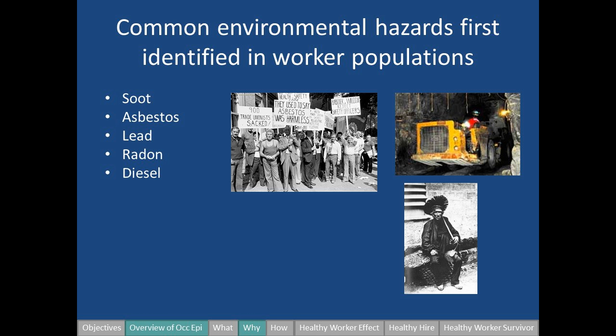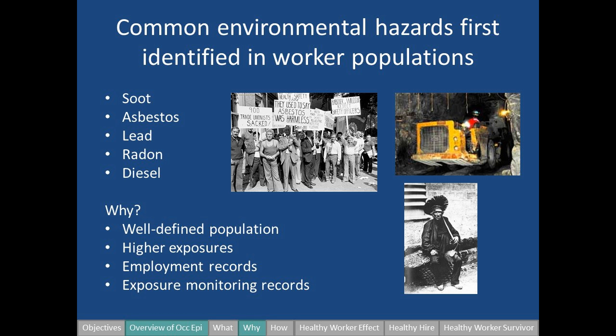So some common environmental hazards were first identified in worker populations. Soot: here we have a picture of a chimney worker, a chimney sweep. Asbestos: here we have some union members in the UK who were protesting the use of asbestos in their workplace. Lead has a long history as a hazard in occupational settings. And more recently, diesel: here you have a picture of an underground miner being exposed to diesel.